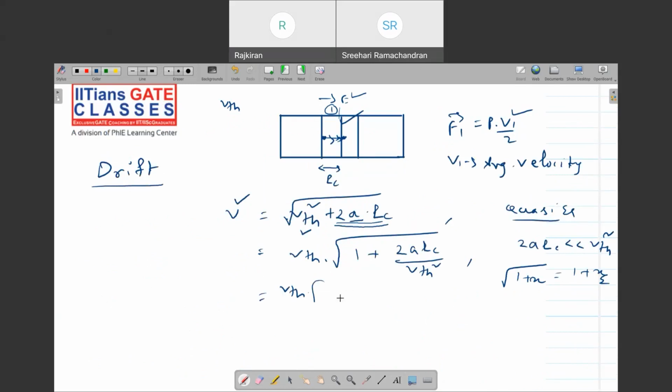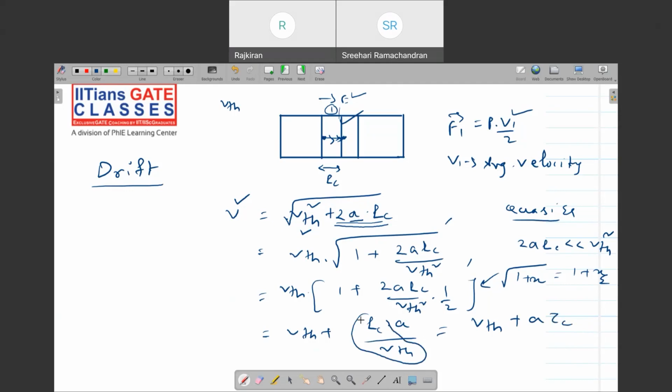So VTH into 1 plus x by 2 here. 2a LC divided by VTH square into 1 by 2. This is the formula I applied here. Equal to VTH plus the 2 gets cancelled, LC into acceleration by VTH. And we know VTH is equal to LC by tau C. So it will be equal to VTH plus acceleration into tau C, because LC by VTH is equal to tau C. So this is the velocity gained by a particle if it moves from this point to this point.